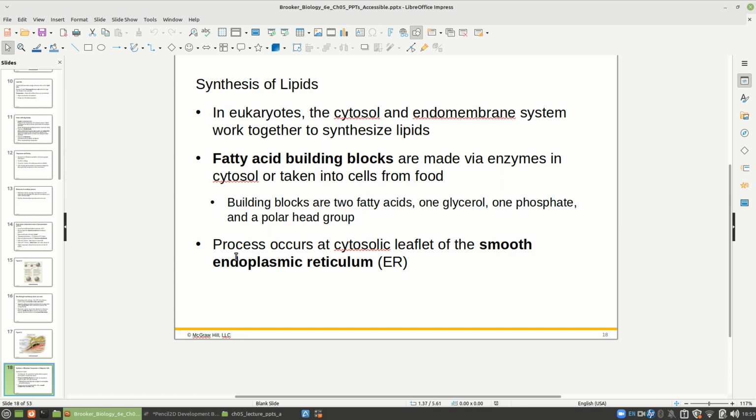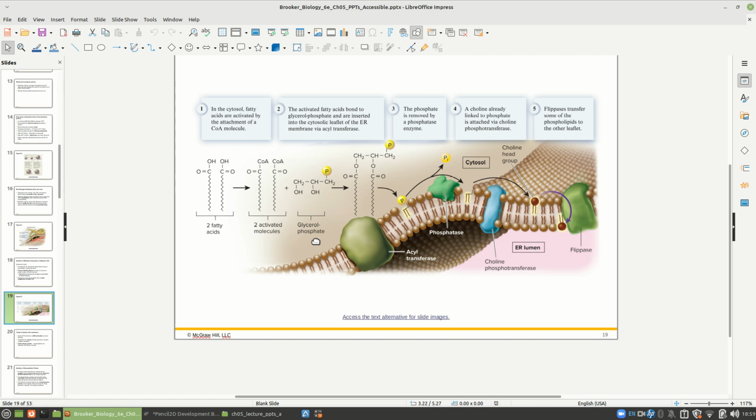And the process is carried out in the smooth endoplasmic reticulum, or we abbreviate that as the ER. And so this is basically your lipid factory, or a membrane factory. Actually, you make lipids and then you package them together into membrane. So you could call it a lipid factory, but you could also easily call it a membrane factory as well.